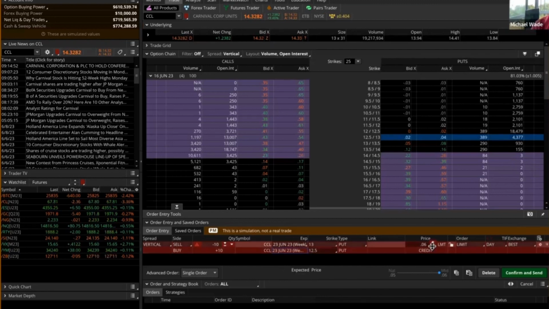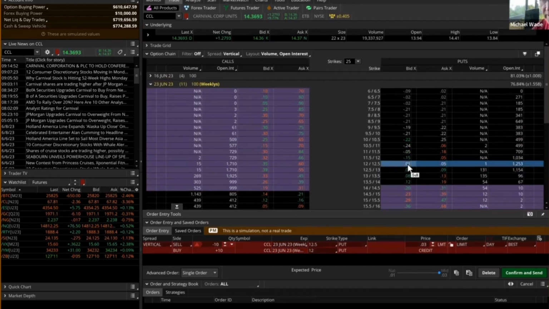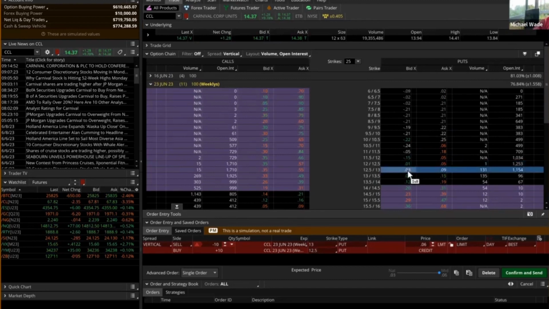So 6 divided by 47. Oh, no, 6 divided by 44 is 14% in 2 weeks. That's a better one, and that's one I think I would want to maybe, let's see if we can get to 12.50s though. Just doing some shopping. If we did the 12.50s, we'd get 3 cents. If we do the 13s, we get 6 or 7 cents.